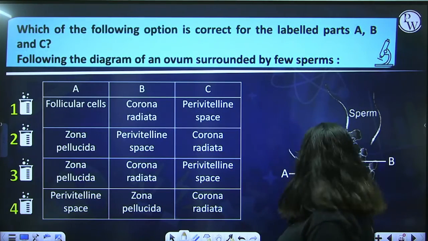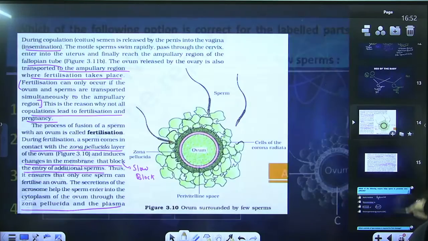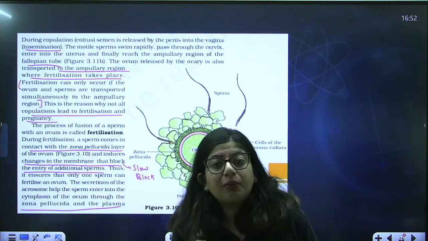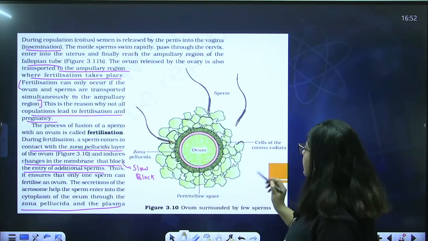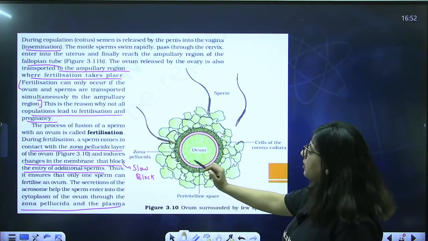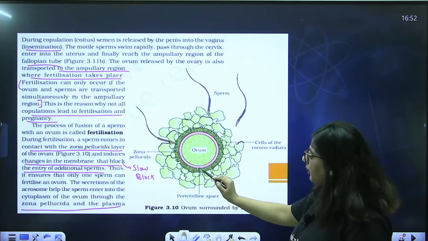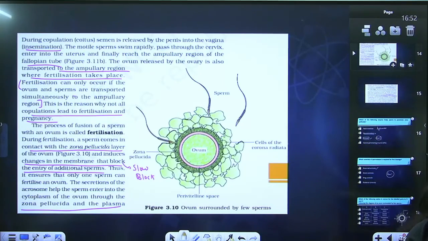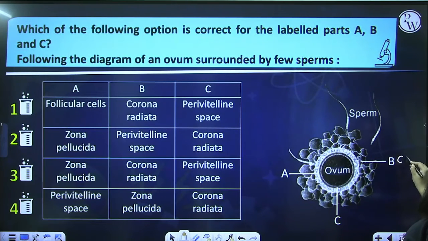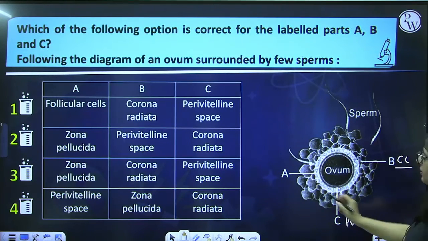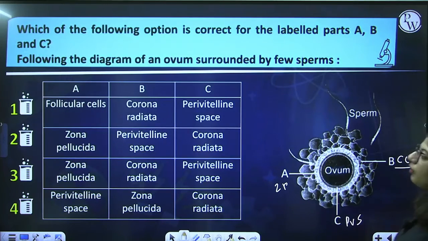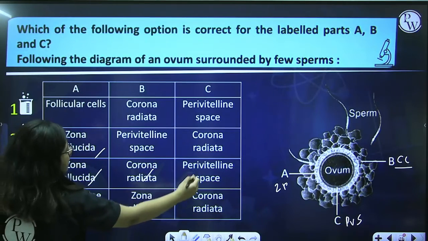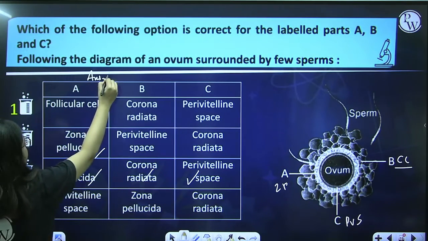Next, which of the following options is correct for the labelled parts A, B, C? This is the diagram given in NCERT also. I have this diagram, that is the same diagram. As I always say, always pay attention to diagrams. Here you can see these are the cells of corona radiata, zona pellucida, and that is your vitelline membrane, and this space is perivitelline space. So, A is not follicular cell, A is zona pellucida, B is cells of corona radiata, and this is perivitelline space. So, answer is 3.